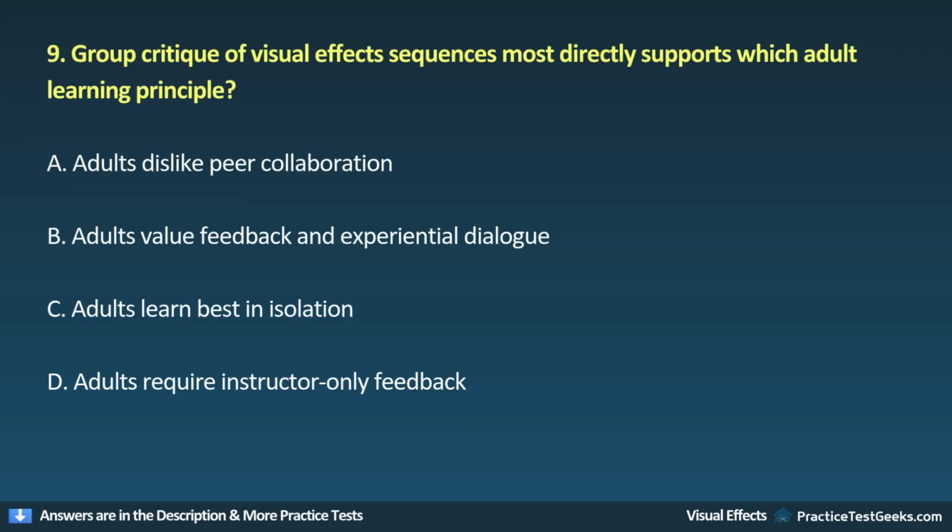9. Group critique of visual effects sequences most directly supports which adult learning principle? A. Adults dislike peer collaboration. B. Adults value feedback and experiential dialogue. C. Adults learn best in isolation. D. Adults require instructor-only feedback.